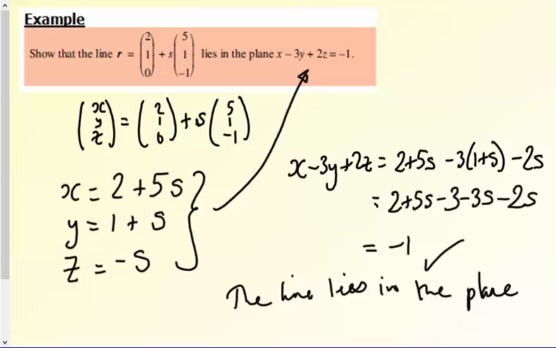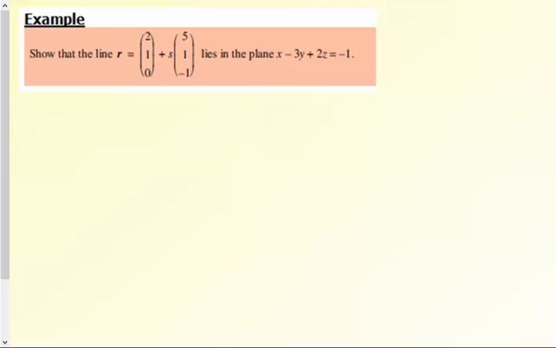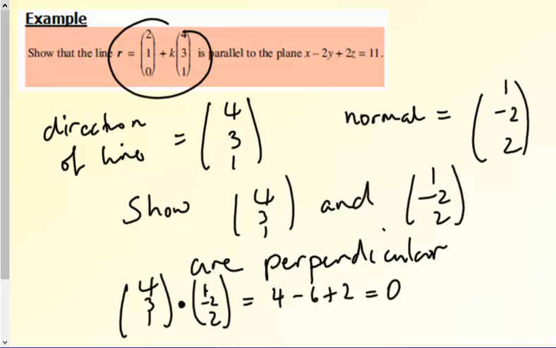Okay, so the actual mathematics that we do behind that is very straightforward. You've got to be a little bit careful with some simplifying, but the difficulty with these is the reasoning, and that's worth taking a lot of time to start with, just to make sure you understand what we're after in the question. So that's an example of seeing if a line lies in a plane, and the previous one was trying to see if a line is parallel to a plane.